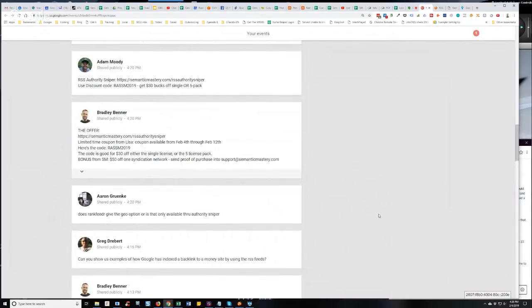Greg says, can you show us examples of how Google has indexed a backlink to a money site by using the RSS feeds? Not sure I understand that 100%, but do you, Lisa? I'm not sure what he means. Because what happens is that the RSS feed itself is not indexed, but it's crawled. And so what you're doing is setting up this little environment for it to be seen in a certain light. Right. And so, yeah, mine were crawled within minutes a lot of times when I was doing it for my store.